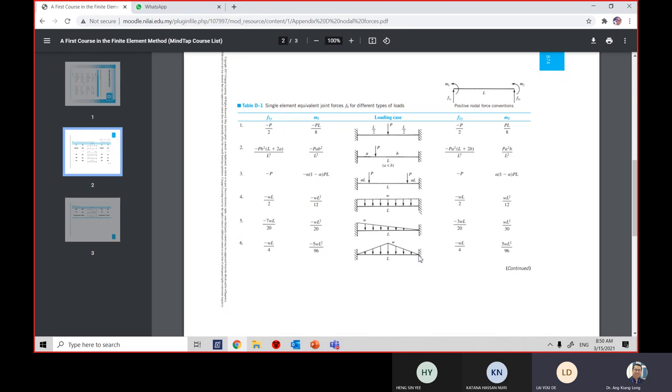The next question I'm going to ask Katana. Think about the answer. Katana, if you have a pyramid distributed load like what you see on the screen here, what is the local force at node number 1? What is the force at point number 1 here? Minus WL over 4. Yeah, correct.